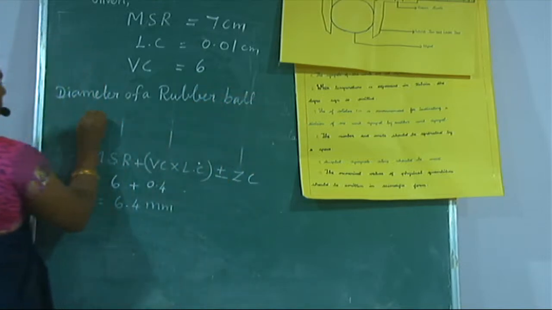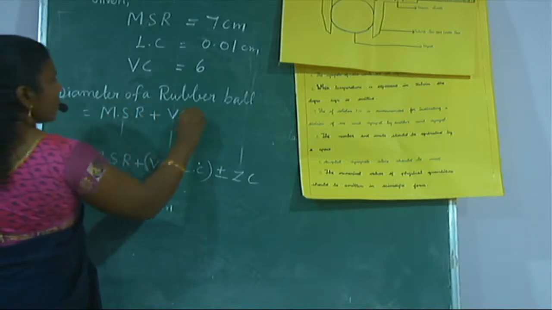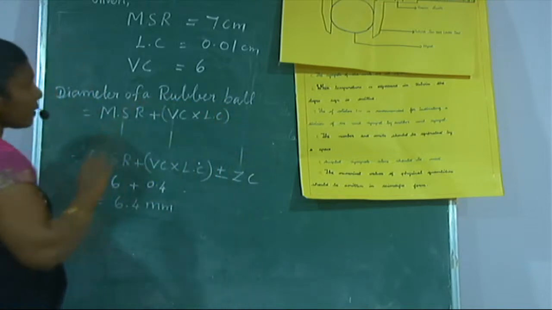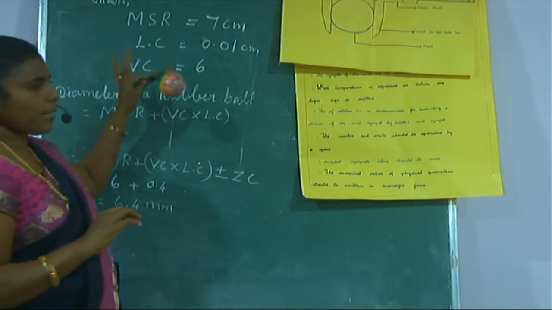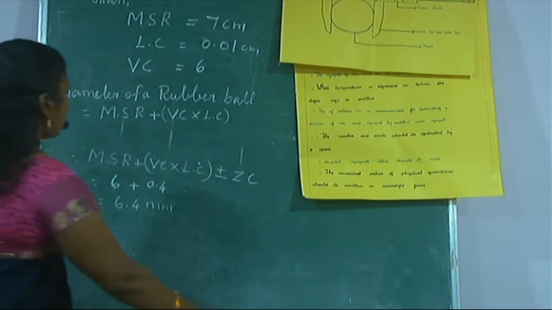The formula is MSR plus VC into LC. In that question there is no error, so this much formula is enough: MSR plus VC into LC.